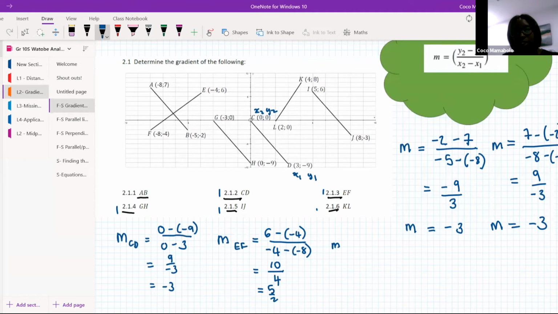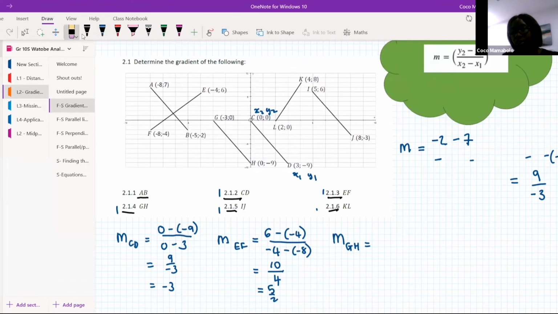Gradient of GH. I'm doing this the wrong way around. Okay, I hope you guys are marking. Make sure that your answers look just like mine. Nyasha, that's perfectly fine. You will get exactly the same answer. If you switch them around, if you said -9 minus 0 and 3 minus 0, you'll get the exact same answer. Don't stress about it.